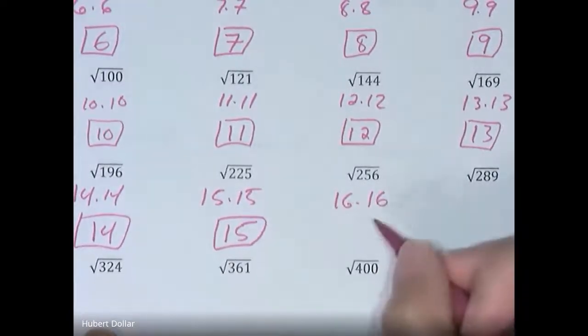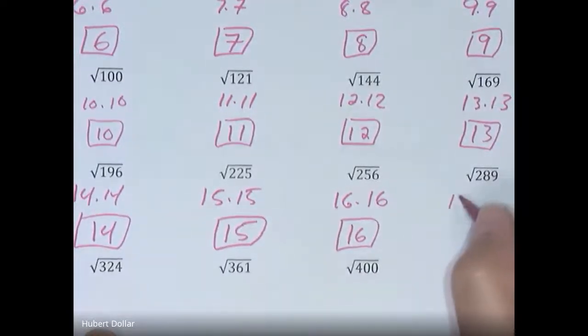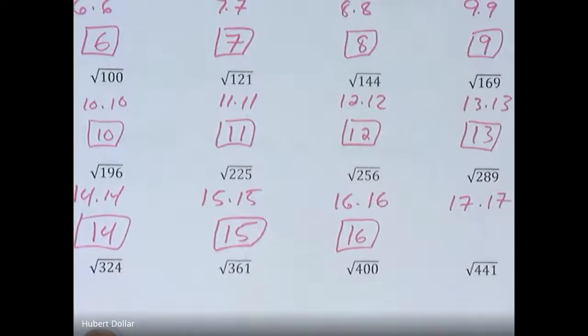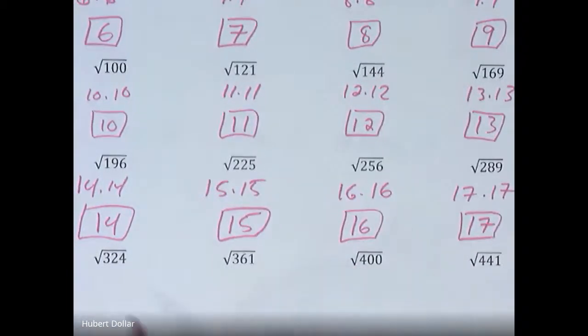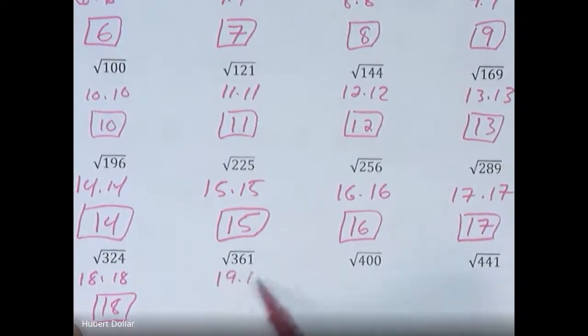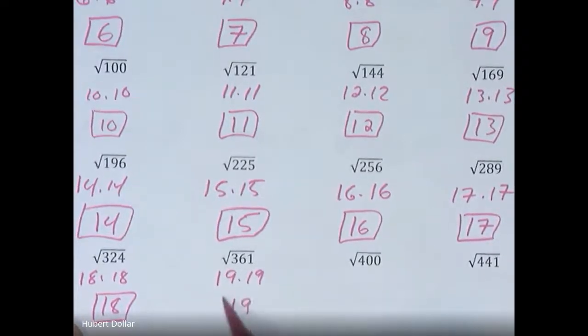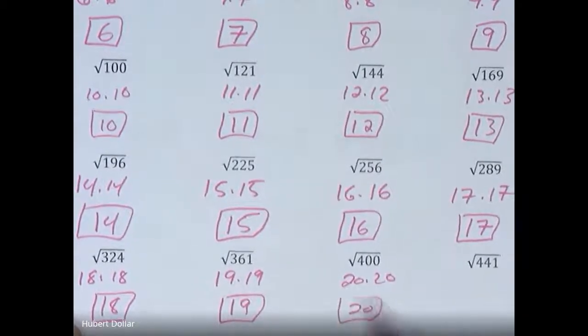16 times 16 is 256, so the square root of 256 is 16. 17 times 17 is 289, so the square root of 289 is 17. The square root of 324 is 18 times 18, so the square root of 324 is 18. 19 times 19 is 361, so the square root of 361 is 19. The square root of 400 is 20 times 20, so the square root of 400 is 20.